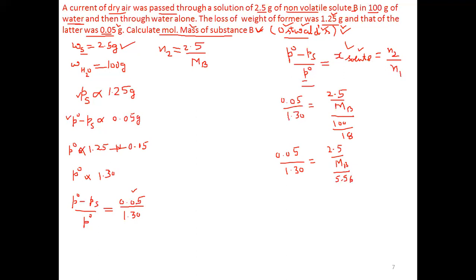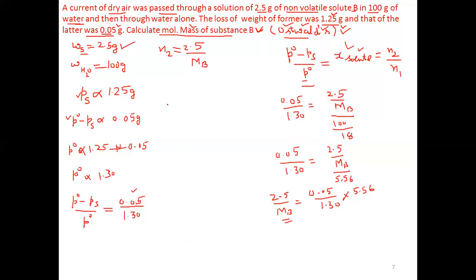So when this goes to this side, it becomes 2.5 divided by MB. I am actually writing each step so that you don't get confused. Otherwise, it is not necessary to write every single step. You should be quick in the calculations. So 2.5 by MB is equal to 0.05 divided by 1.30 into 5.56. Now we have to calculate MB, so we can take it to the right hand side.